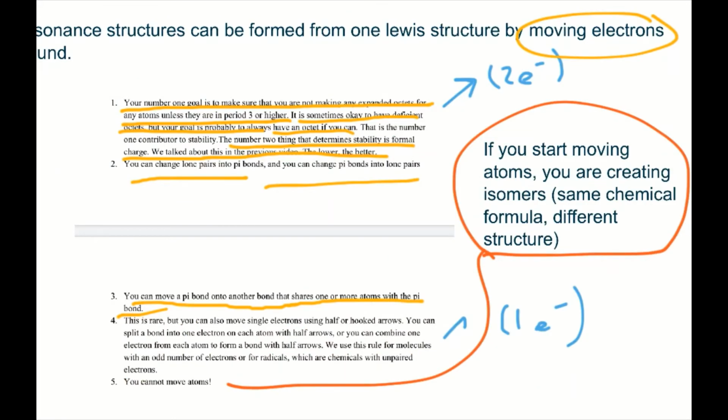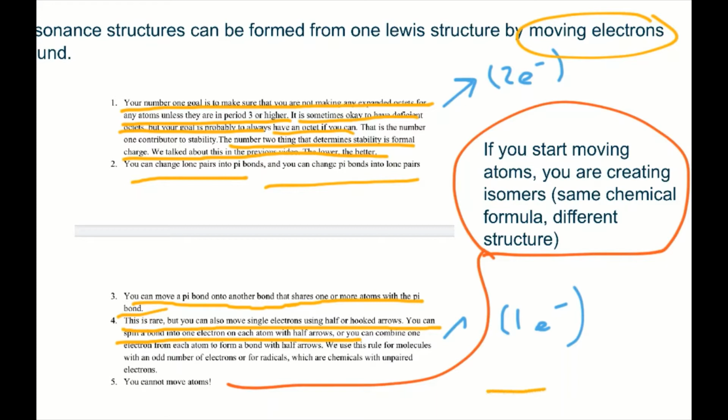So I'll teach you how to do it with the examples that we will do in the future, but let's go on to step 4. This is rare, but you can also move single electrons using half or hooked arrows. You can split a bond into one electron on each atom with half arrows. So let's see how that looks.